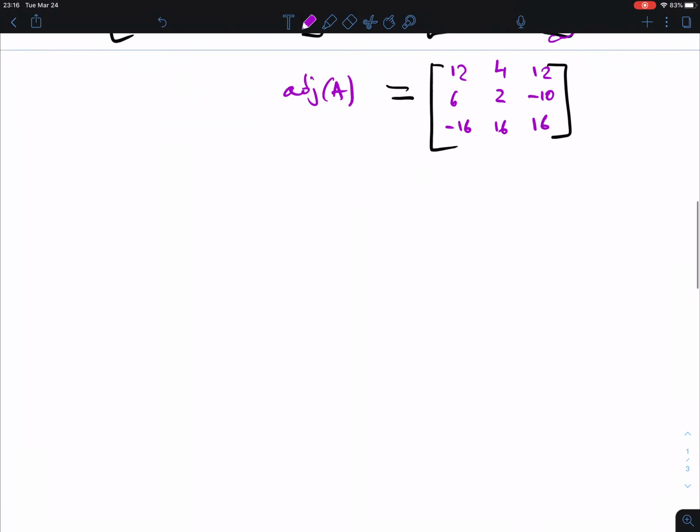Okay, so this is the adjoint of A. I'm going to come back to it. I'll put it out of sight, but I'm going to now calculate the determinant of A separately. So what was the determinant of A? Trust me, that is the same A. 3, 2, negative 1, 1, 6, 3, 2, negative 4, 0.